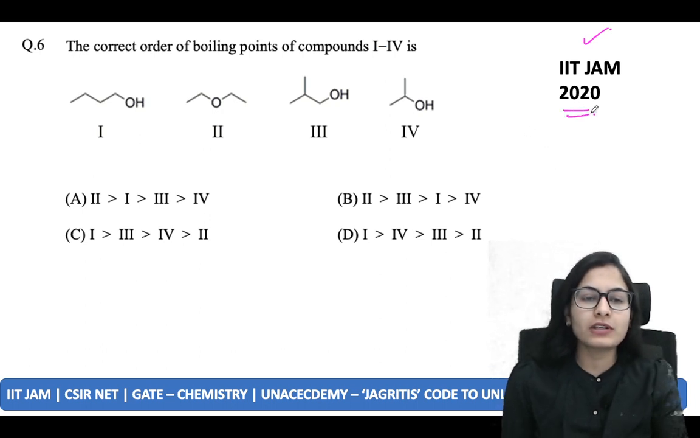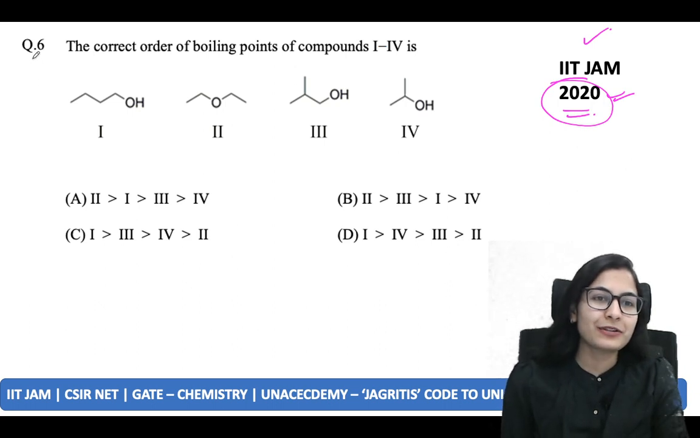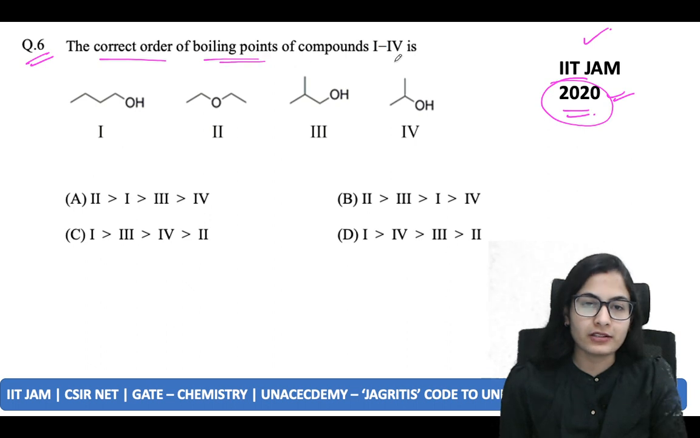So most of the questions, all of these are from paper 2020. Okay. So yes, let's talk about these questions. So I hope that you will try them by yourself first of all. So the first question is, the correct order of boiling points of the compound from 1 to 4 is.